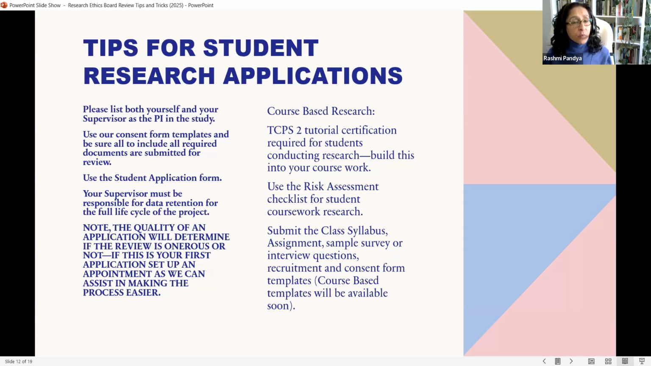Please note that the supervisor has to be responsible for the data retention for the full life cycle of the project. This is to assure that once a student has completed their university degree, if participant complaints or anything like that come in, the REB can follow up. And all of the information would be with the supervisor.